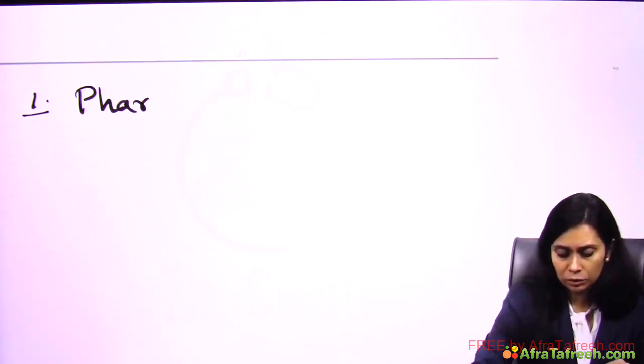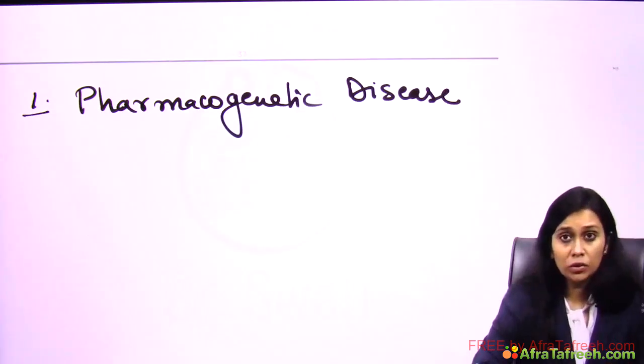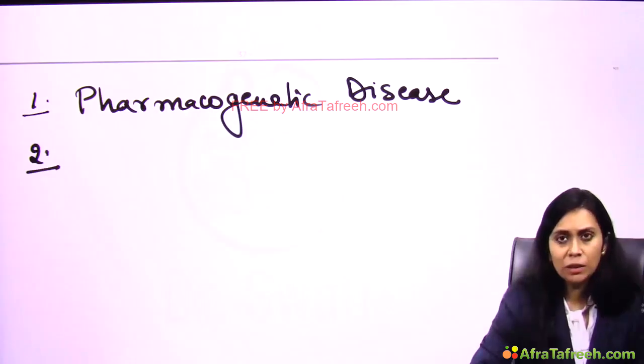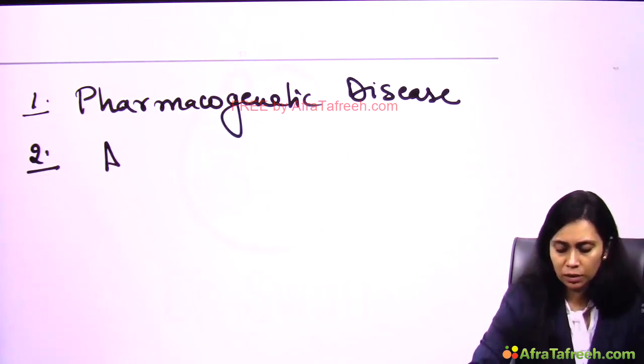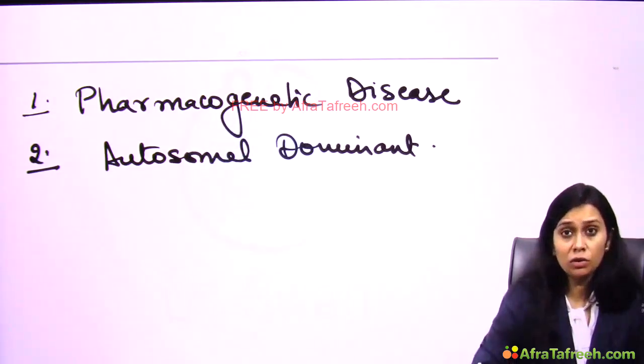Now let us write all the points one by one and let me tell you a few questions related to it. Okay? So malignant hyperthermia. First point. It is a pharmacogenetic disease. Second point. Gene is expressed in autosomal dominant form.